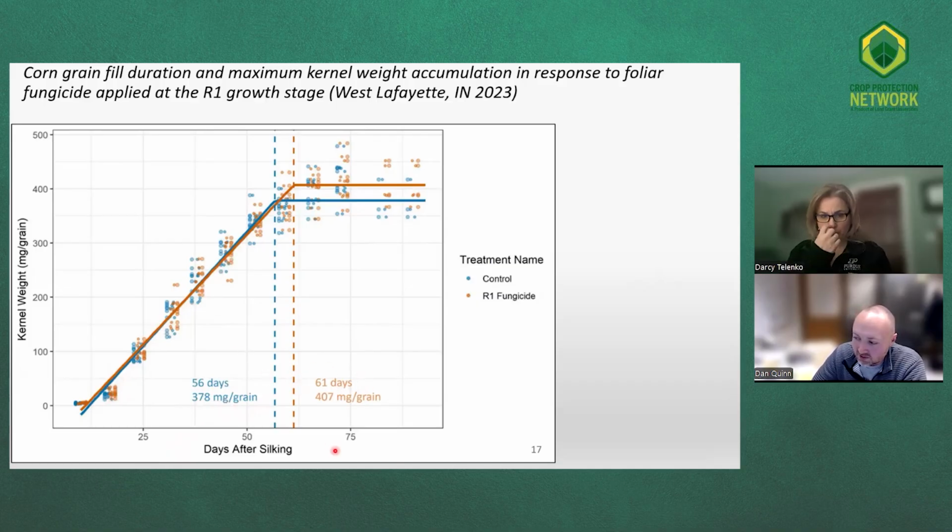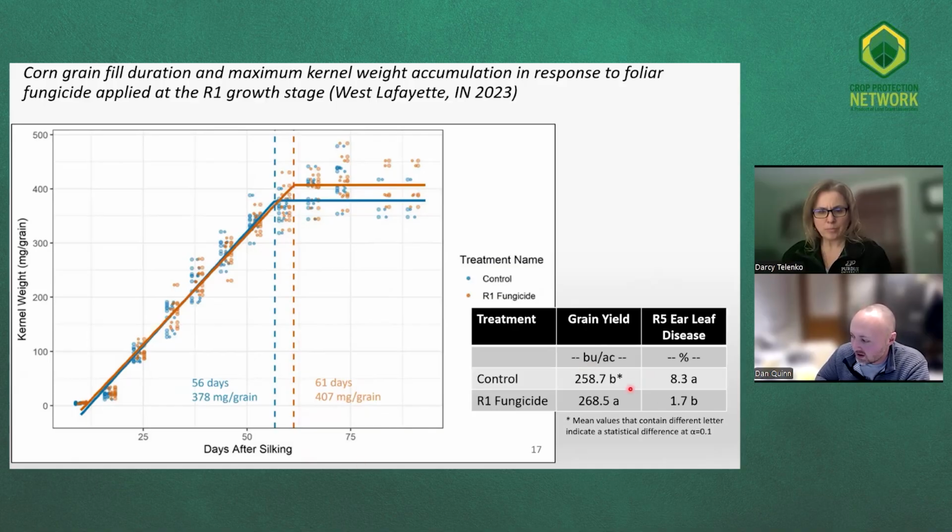Response was pretty similar as 2023. We saw a little bit more pronounced response in 2023 than 2022, and I think that had to do with just elevated disease pressure in 23 than 22. But overall, we found that when we were able to control that foliar disease, we saw about 5 days longer of grain fill duration. And when you see that extension, that line keeps going up. So we see that improvement on a per kernel basis of seeing a little bit heavier kernels at that point in time.